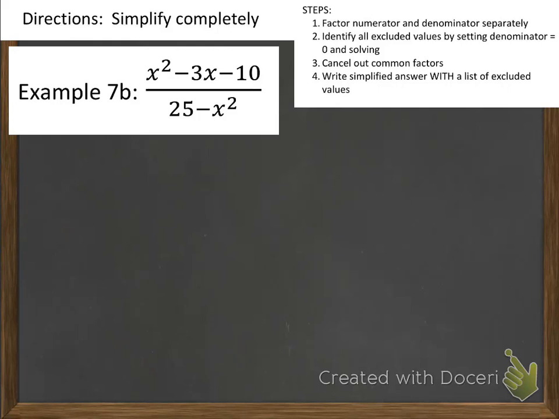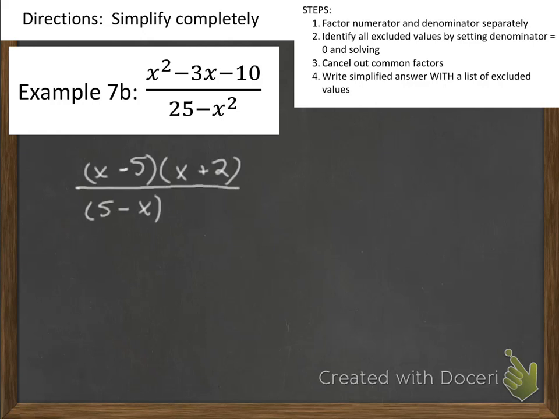All right, let's look at this next example. We have a trinomial, x squared minus 3x minus 10 in the numerator. So we can use the AC method, and we can also use the shortcut method. So we're going to have x minus 5 times x plus 2. Okay, and then notice in the denominator we have 5 minus x times 5 plus x because it is a binomial and it is a difference of squares.